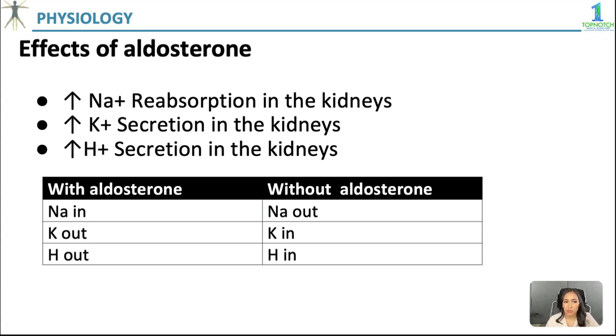So, be careful when you're giving RAAS blockers. Di ba baba yung aldosterone? And it can cause hyperkalemia in susceptible patients, especially yung mga may CKD.